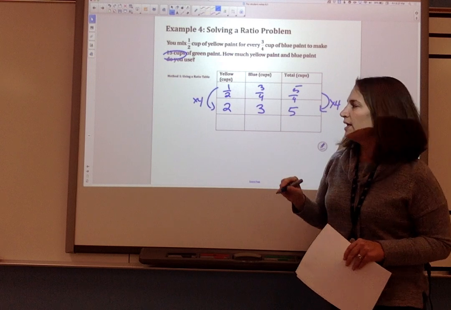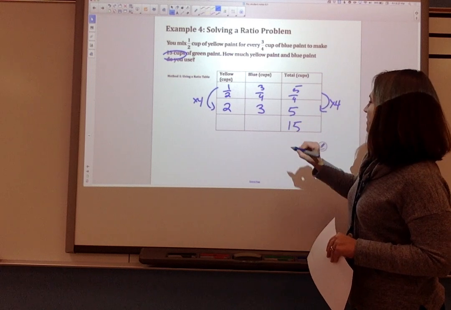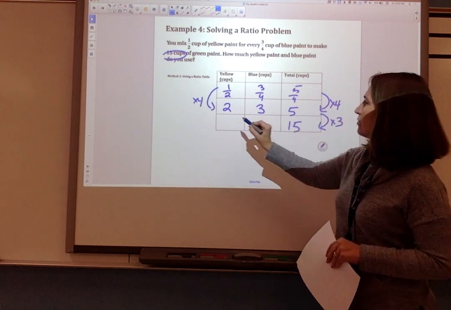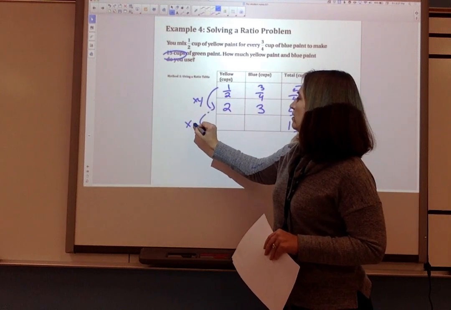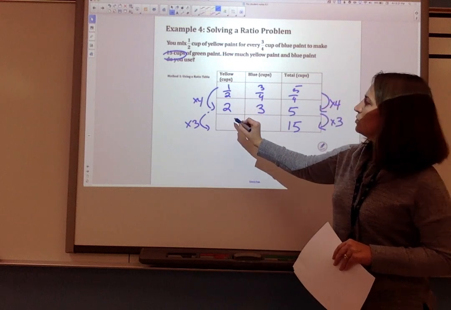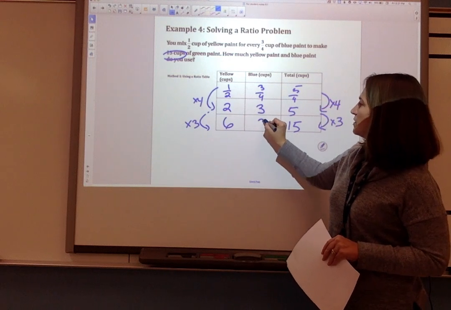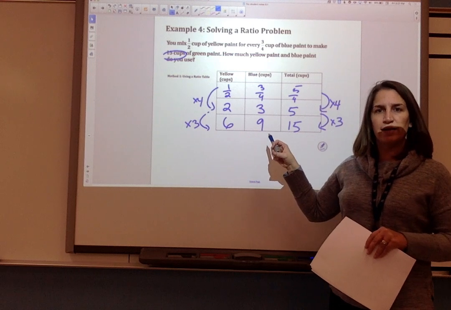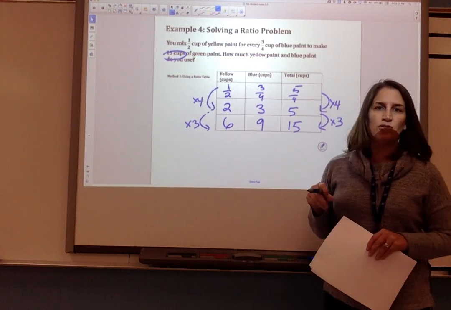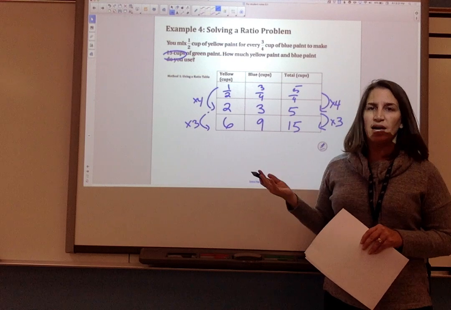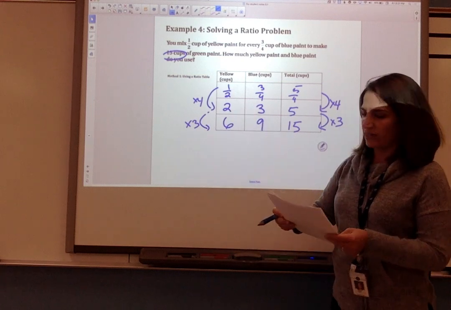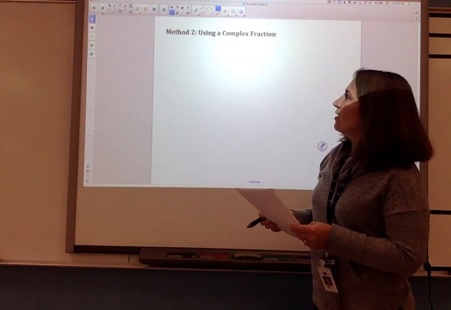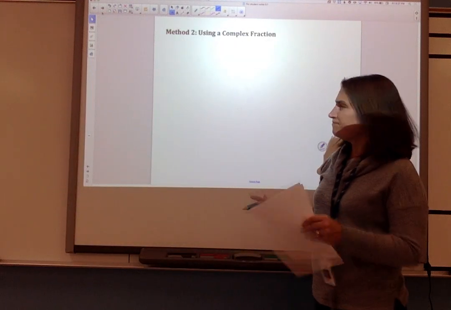of green. Now remember, our goal is to get to 15 cups of green, so that means we're now going to multiply by 3. And we're going to do that in every column. So 2 times 3 is 6, 3 times 3 is 9. So if we use 6 cups of yellow and 9 cups of blue, we'll get 15 total cups of green. So that is our first method of using a ratio table. Let's go ahead and use another method here of using a complex fraction.